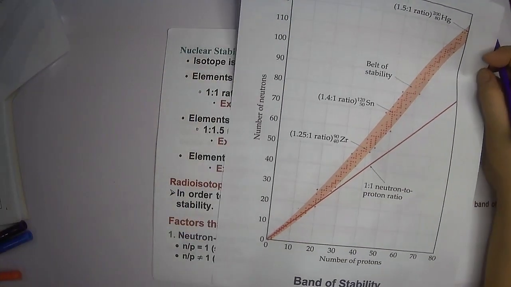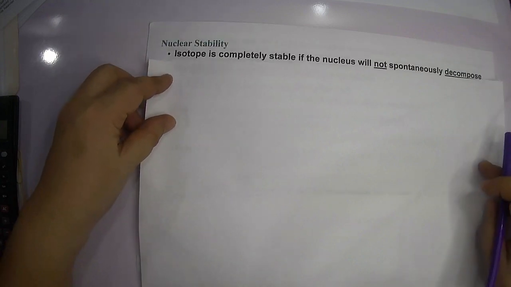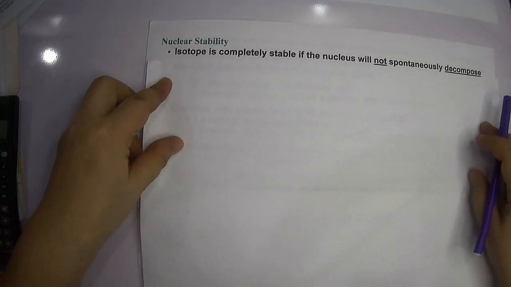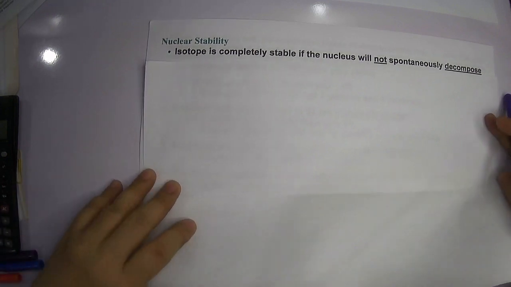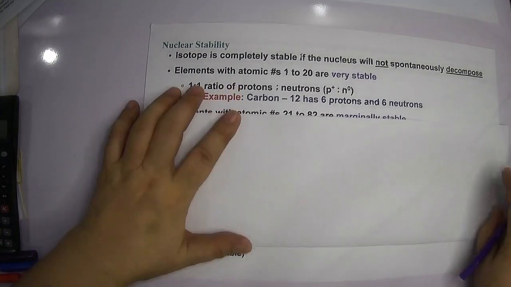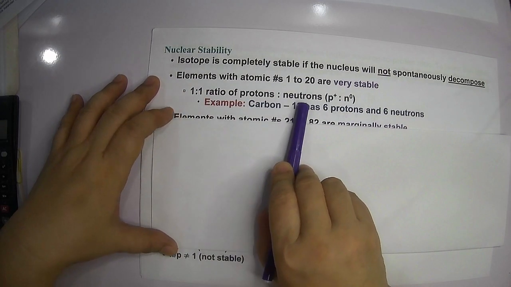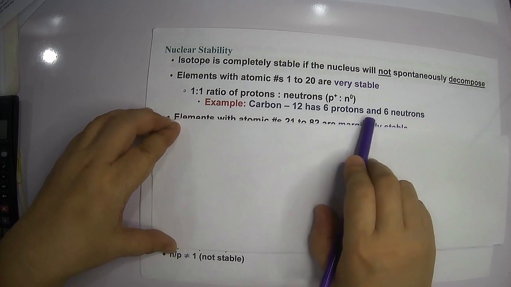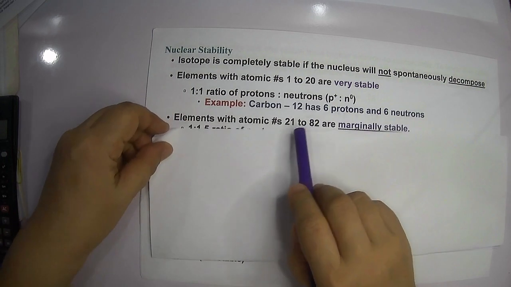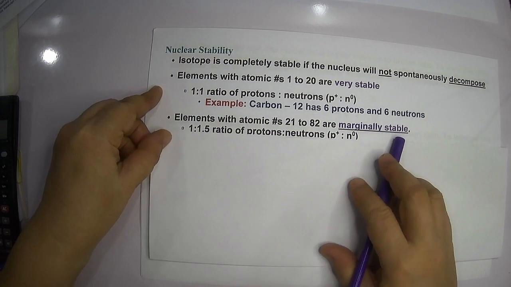Moving on, let us summarize how nuclear stability is attained. An isotope is completely stable if the nucleus will not spontaneously decompose. Elements with atomic number 1 to 20 are very stable. A 1:1 ratio of protons to neutrons, like carbon-12, which has 6 protons and 6 neutrons, is stable. Elements with atomic number 21 to 82 are marginally stable.